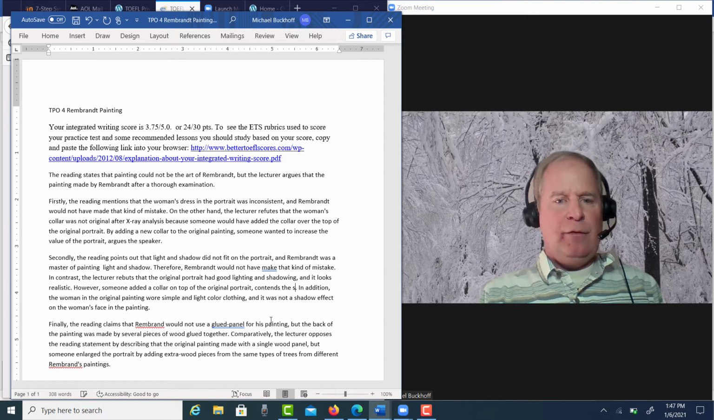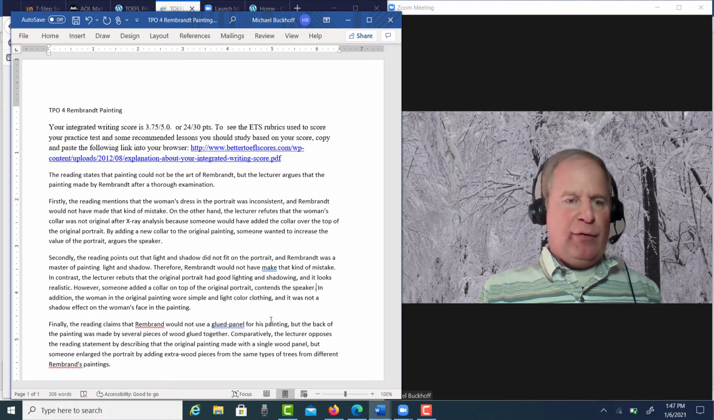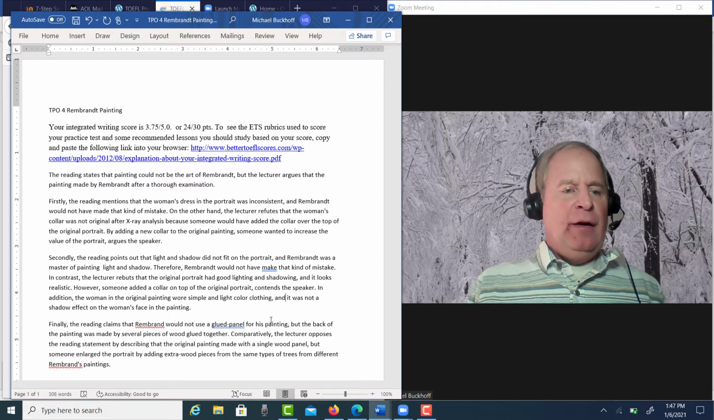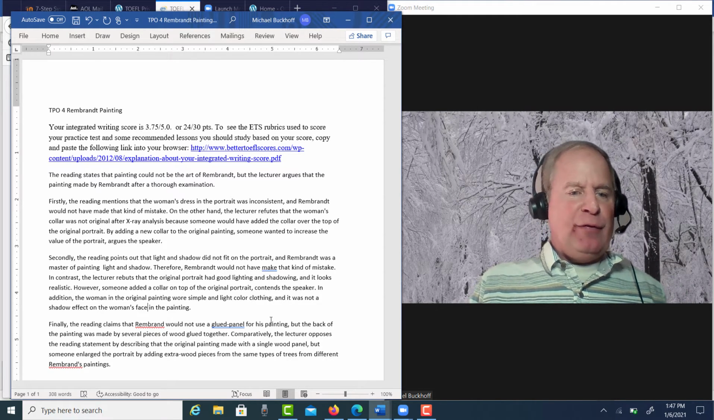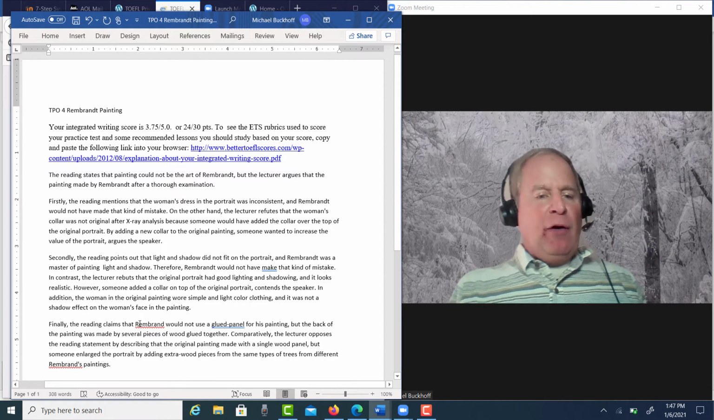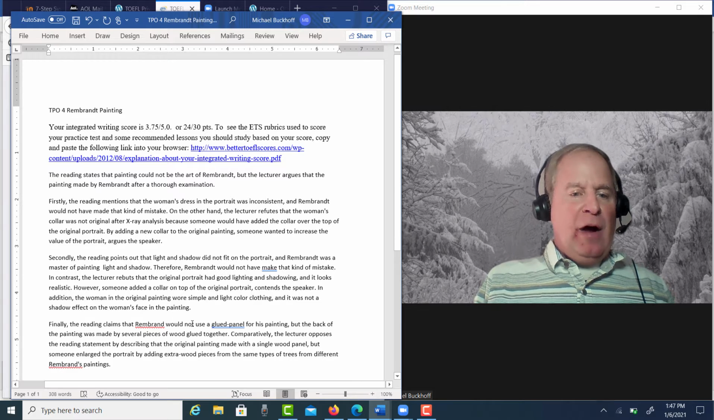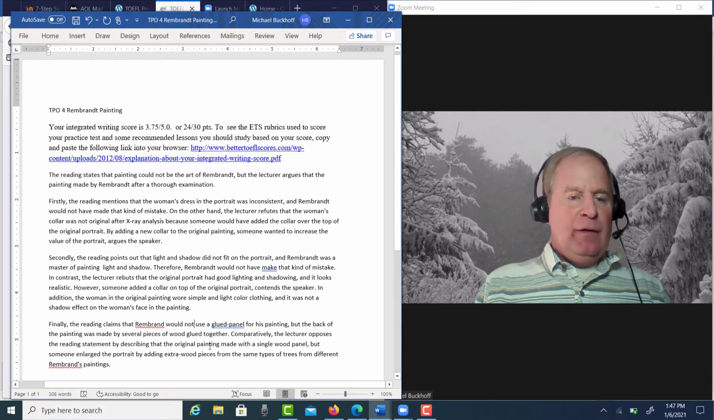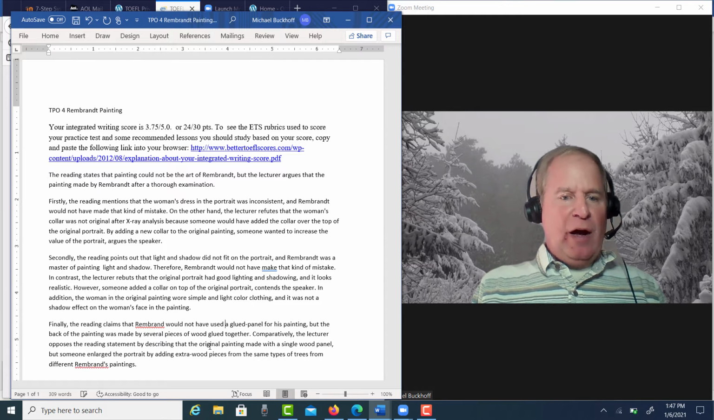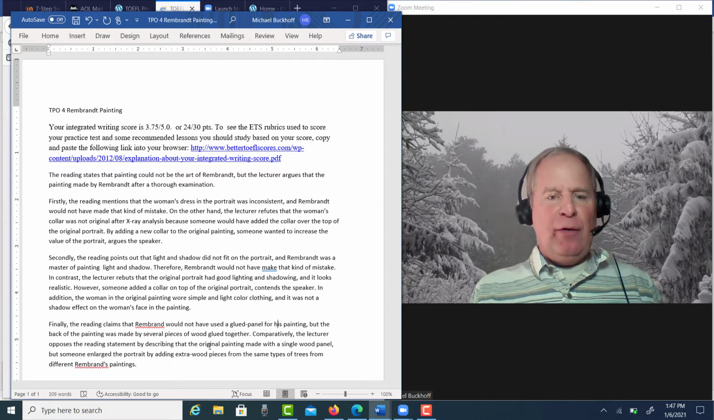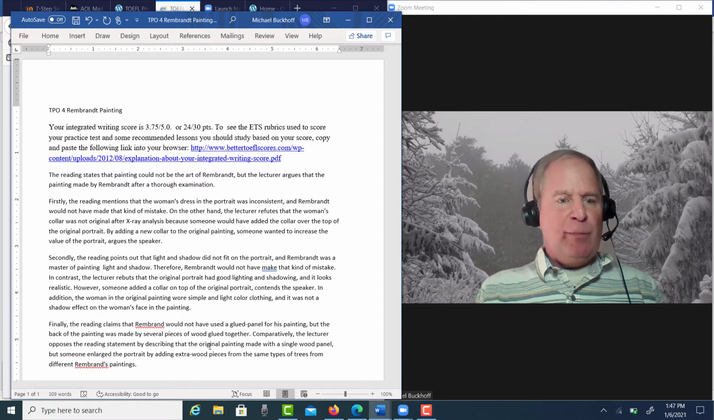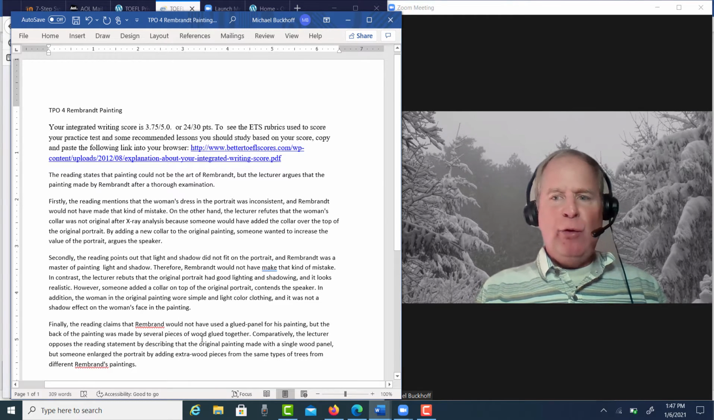How about this? We need one more voice. "In addition, the women in the original painting were simple and light coloring, and it was not a shadow effect on the woman's face in the painting." Say, "Finally, the reading claims that Rembrandt would not." That's your inconsistency with your verbs. "Would not have used a glued face panel for his painting, but the back of the painting was made by several pieces of wood glued together."